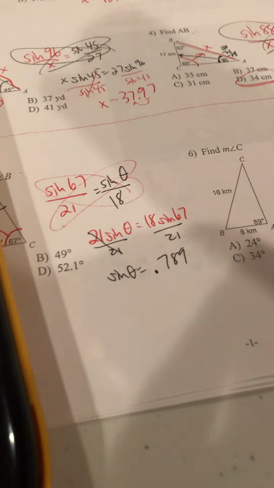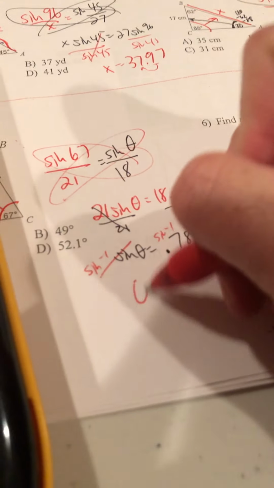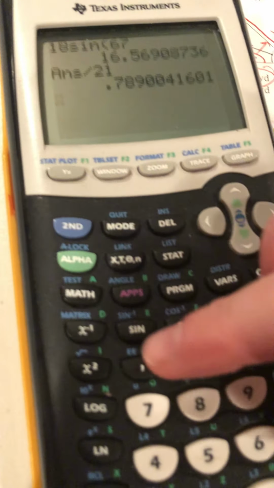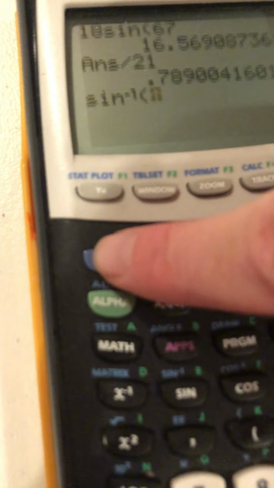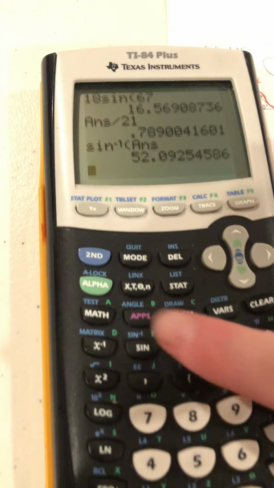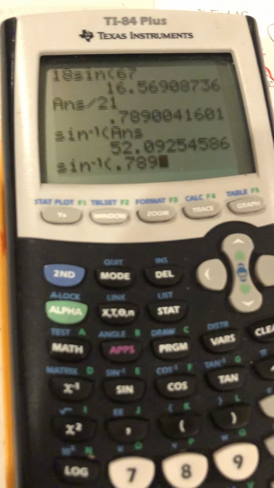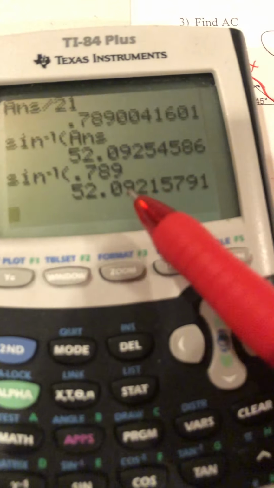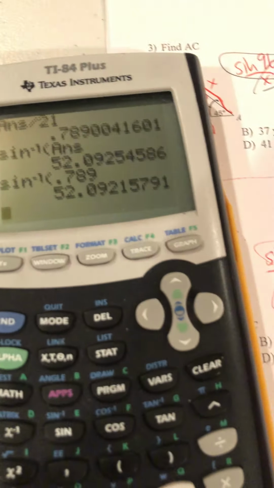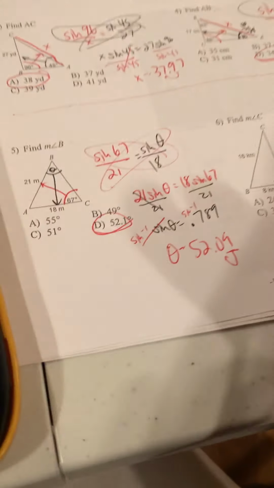Remember what we said? The opposite of sine is sine inverse. So I'm going to do second sine. And then here's the shortcut. Second negative. It puts that answer in as if I put in 0.789. You can see it's pretty much the same, but it saves you time. So if I had 52.09, you can see that rounds up to 52.1.